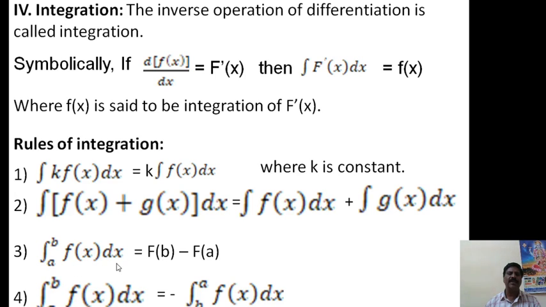This is called definite integration. Then another rule is that the integration of a to b f of x dx is equal to, changing the limits from lower to upper and upper to lower, which can be written with a negative sign as the integration of b to a f of x dx. It just reverses the limits. This is another rule for integration.